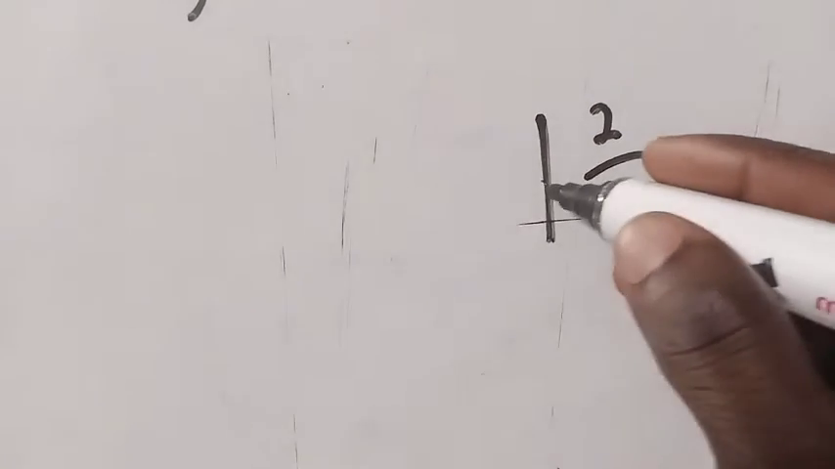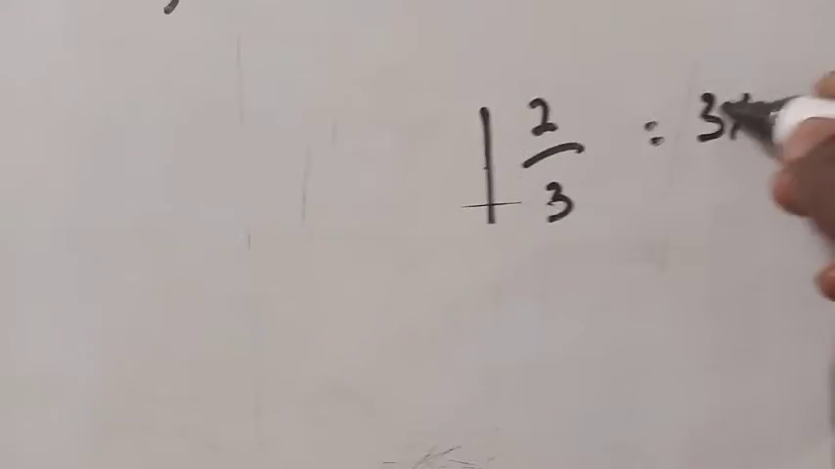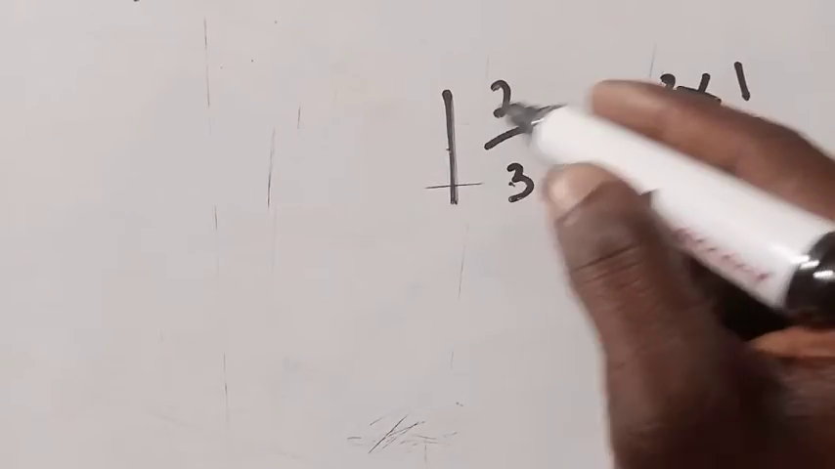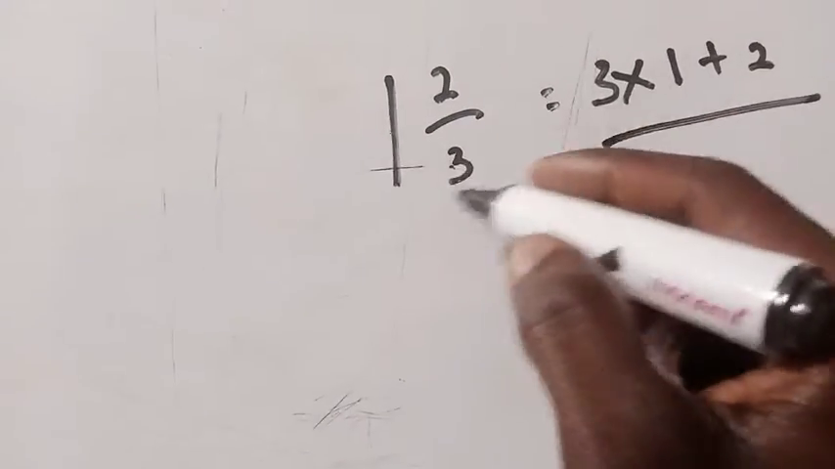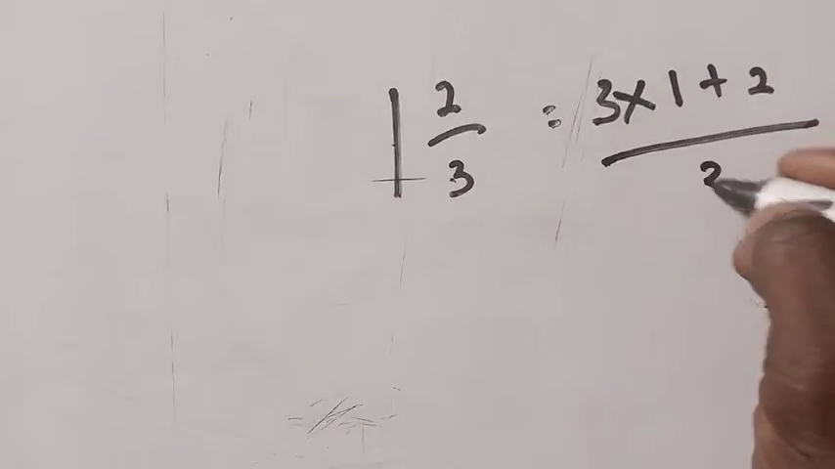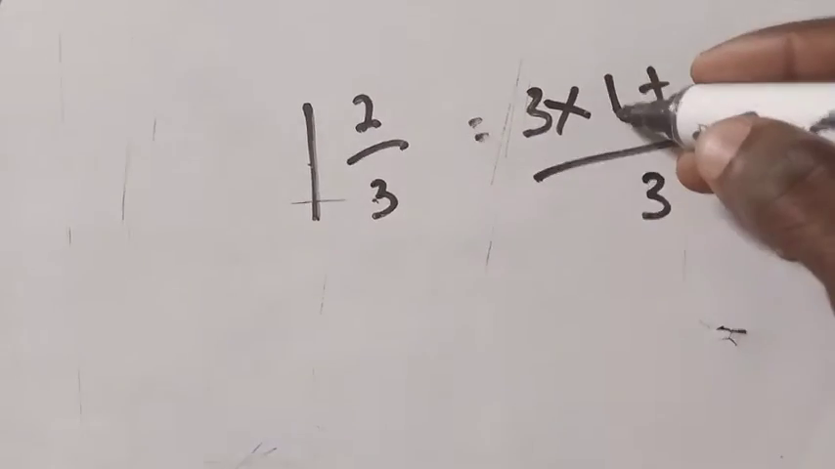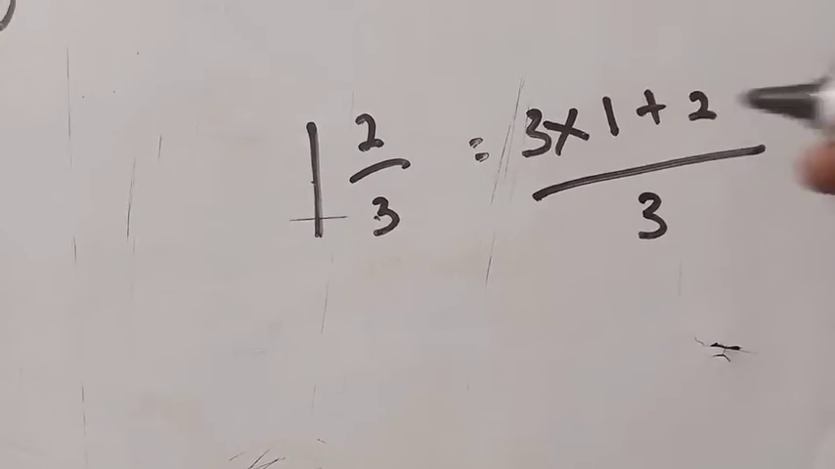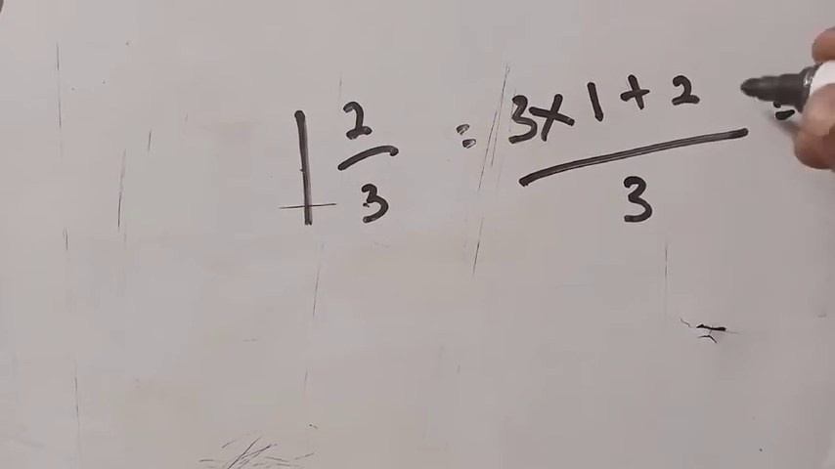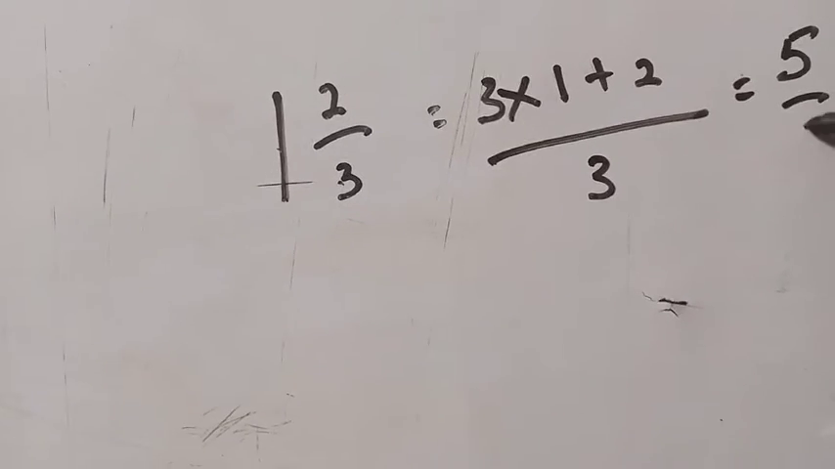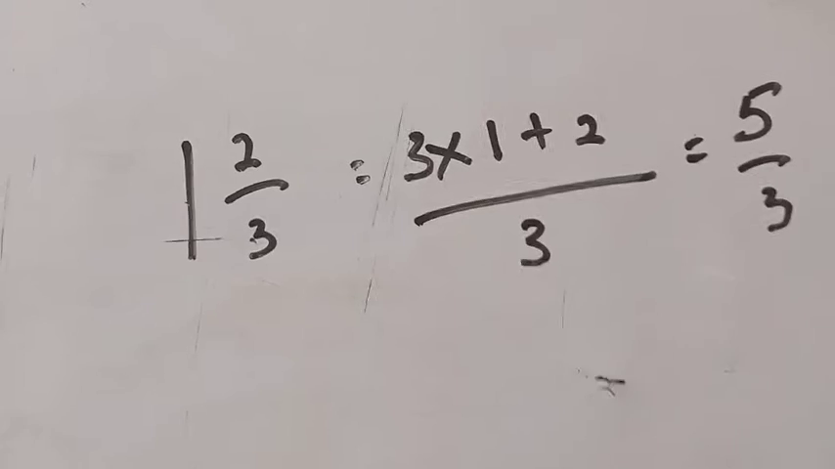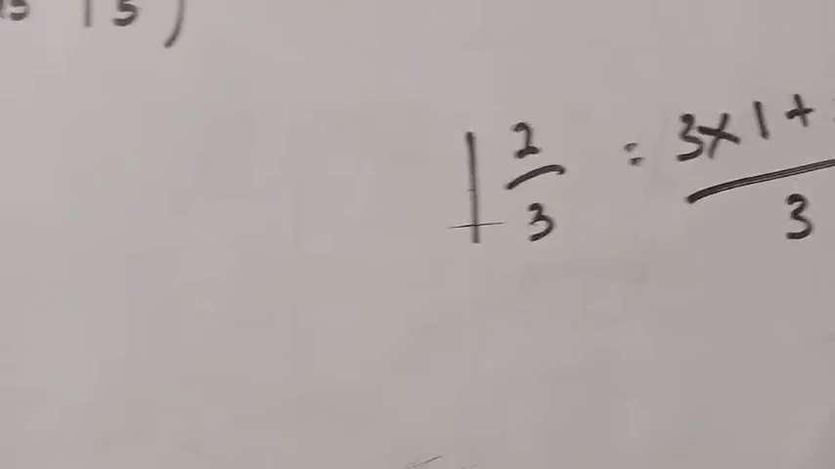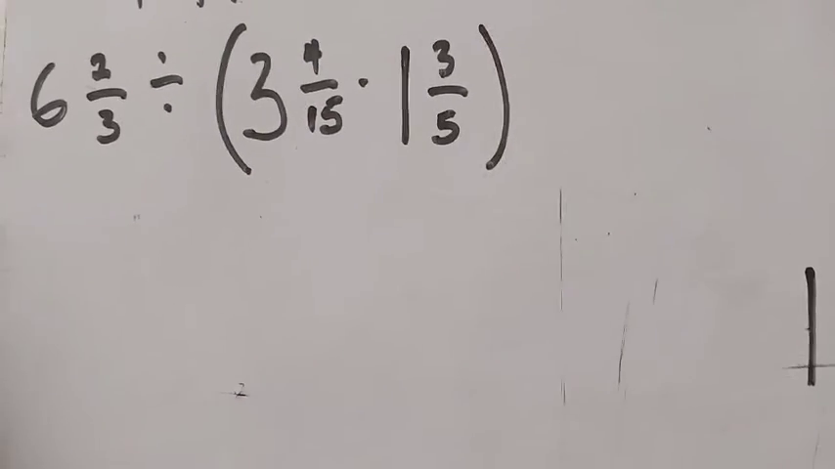Here you use this one to multiply this one, that is equal to 3 by 1. And then plus the top one, plus 2. And then everything is divided by whatever is at the bottom, which is 3 in this case. So this one multiplied gives us 3, and then plus the 2 here, that is going to be 5. So 5 on 3. These are the key simple things you must understand before you solve any complicated things of this nature.